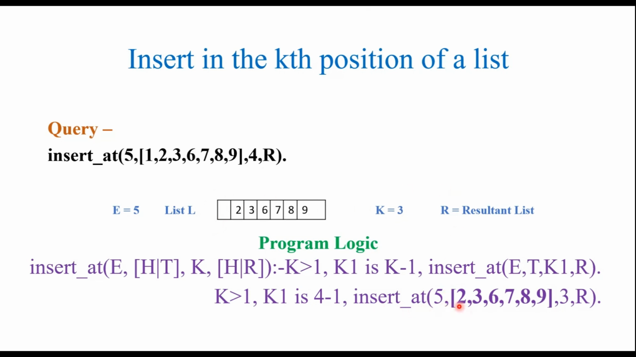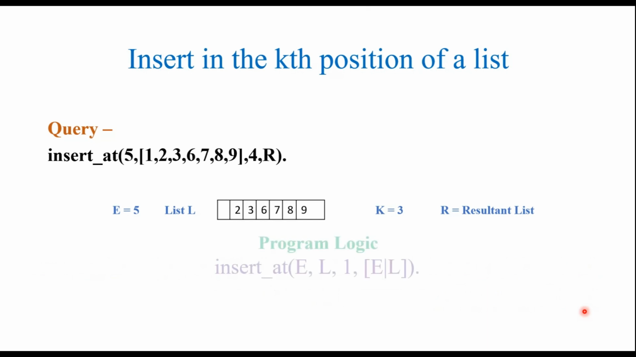Thus, with the resultant list 2, 3, 6, 7, 8, 9, we call insert at recursively by providing the values in the parameter as 5, then the updated list, that is the tail part of the list, the newly calculated K1 value, and R. Next, with this set of input, it will again start executing from the very first program logic.